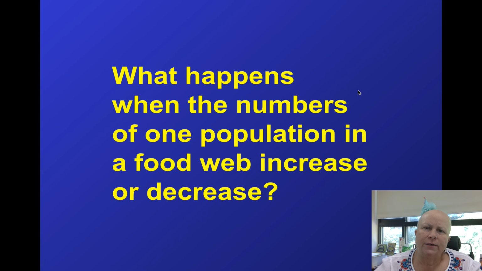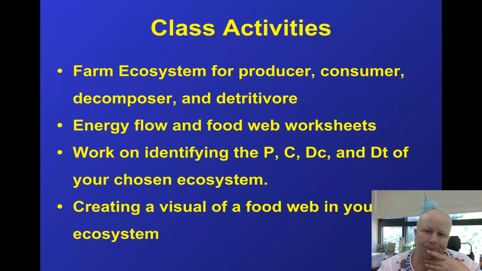All right, so here's a question that we're going to talk about in class. What happens when the numbers of one population in a food web increase or decrease? So that's a big question. We'll be looking at stability in an ecosystem. Some of our class activities, we'll be looking at the farm ecosystem again. We're going to be looking at different food webs and food chains to look at energy flow. You're going to be doing some work on identifying the producers and consumers in your ecosystem. And you'll also be doing another visual, but of a food web in your ecosystem as a step towards your summative project work.